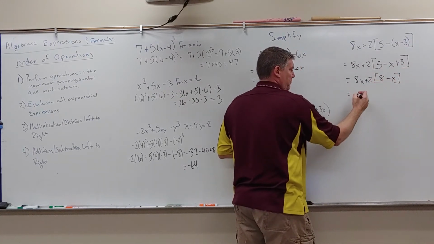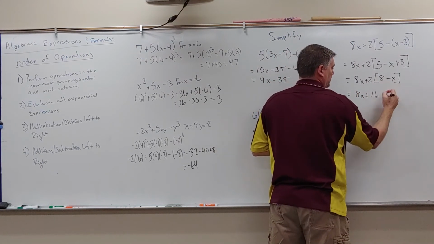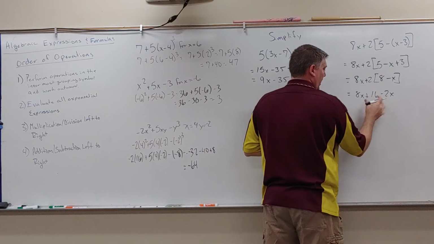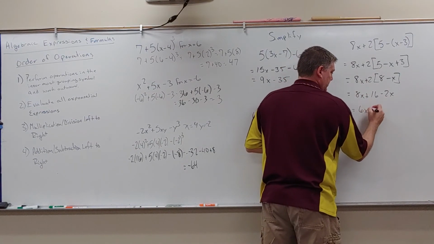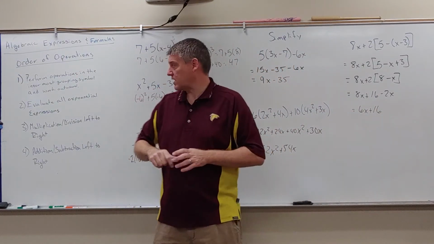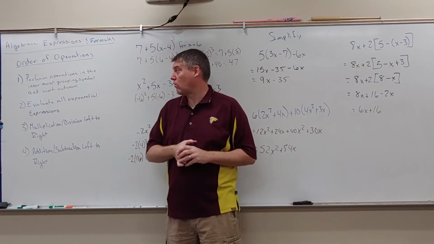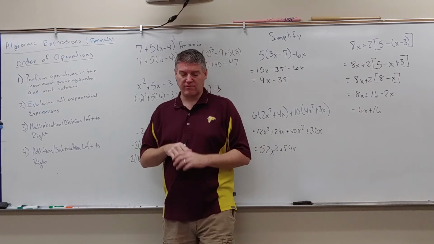Now I can distribute my 2. 2 times 8 is 16. 2 times negative x is negative 2x. I now can combine these. 8x minus 2x is 6x plus 16. So that's, I know you guys have done this before. So that's working with algebraic expressions and formulas.